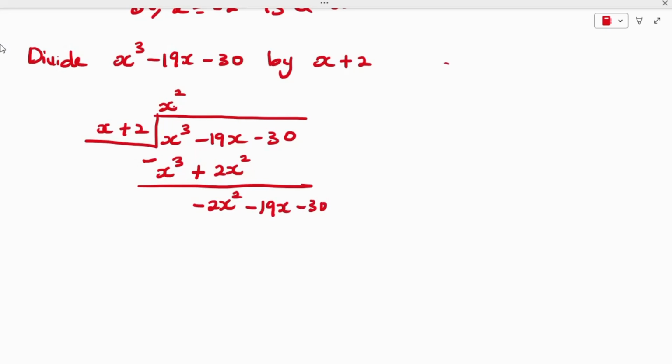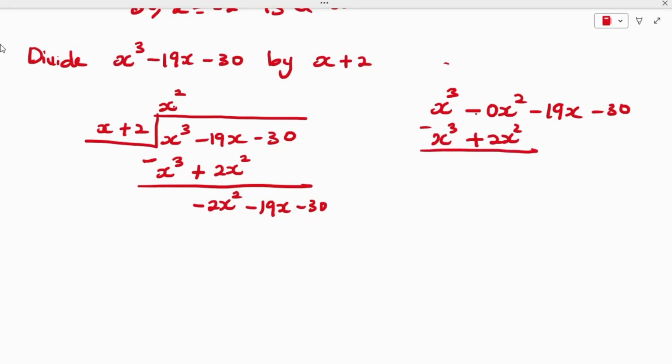Now this is how we got this. This can be expressed as x raised to the power of 3 minus 0x squared minus 19x minus 30, and we have x cubed plus 2x squared. So if we subtract, this is 0 minus plus will give us minus what? 2x squared. So that is how we got this right here. So let's continue with this division. x divided by minus 2x squared, we have this to be minus 2x. Minus 2x multiplied by x is minus 2x squared. Minus 2x multiplied by plus 2 will give us minus 4x.